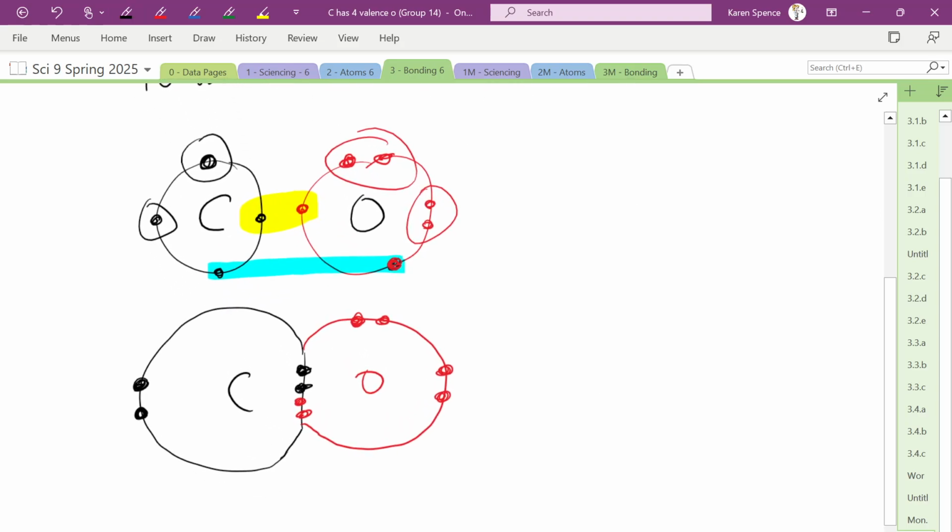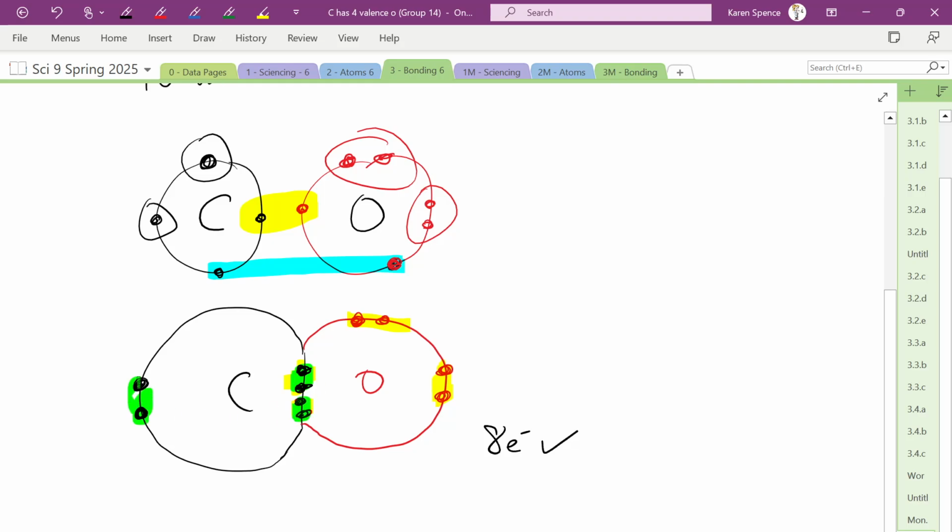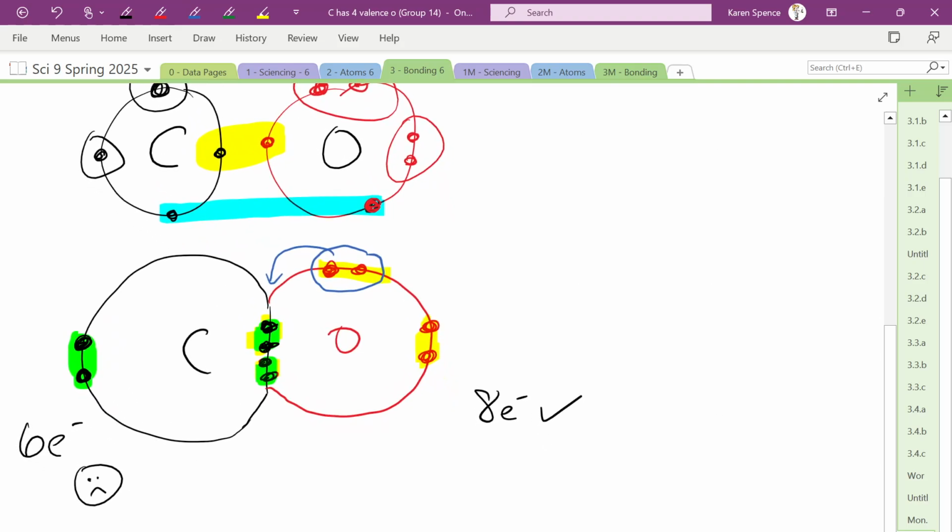Now, if we count up the electrons for oxygen, 2, 4, 6, 8. Oxygen is okay. But carbon only has 2, 4, 6 electrons. And that is not okay. Who could be generous and help carbon out? This oxygen can actually say, hey, why don't I move these ones into the middle as well? So instead of just giving in 2 of my electrons, I'll put in 4. Okay? So now we have in the middle 2 electrons from carbon, which are black. And then we have 1, 2, 3, 4 electrons from oxygen, which are red.